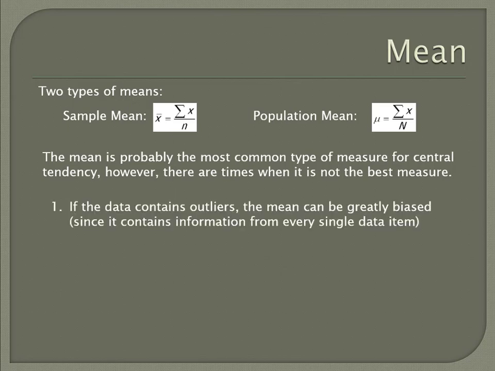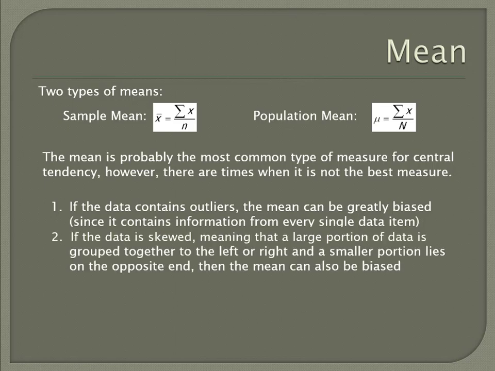First, if the data set contains outliers, the mean can be greatly biased. Since it contains information from every single data item, one value that is much larger than the rest of the data items or much smaller than the rest of the data items could greatly affect the overall mean. Also, if the data is skewed, meaning that a large portion of data is grouped together to the left or to the right, and a smaller portion lies on the opposite end, the mean can also be biased.